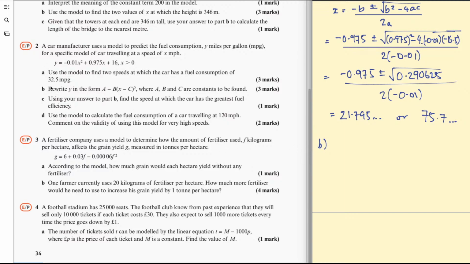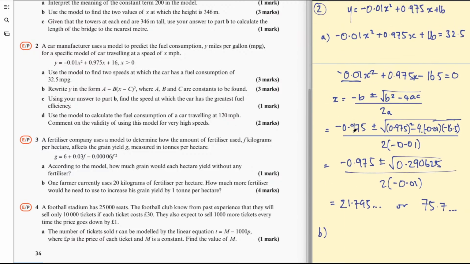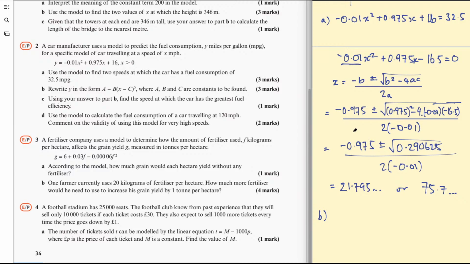Part B says rewrite y in the form a take b multiplied by x take c all squared, where a, b, and c are constants. Alrighty, so we need to actually use completing the square here. As I was saying before, it's going to be kind of difficult because we have this coefficient of x squared.